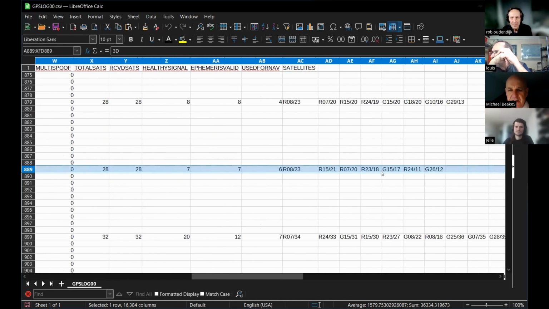And these are the six that are used for navigation. One of the things you could see is, what is their signal strength? You know, 21, 20, these are all really low numbers. So you have six really weak satellite signals.